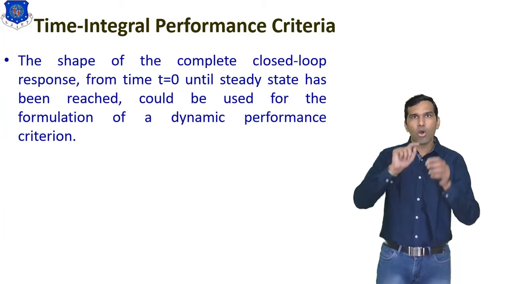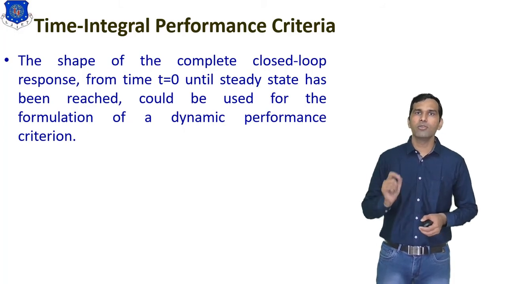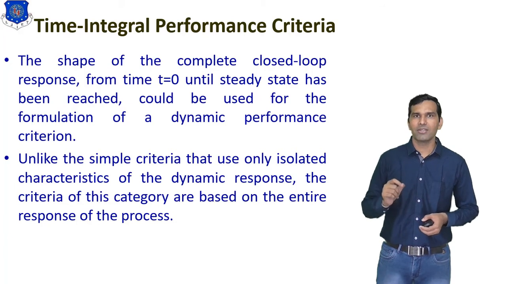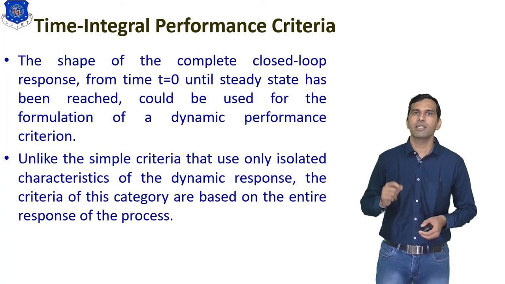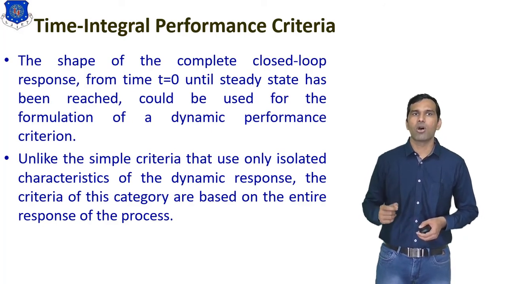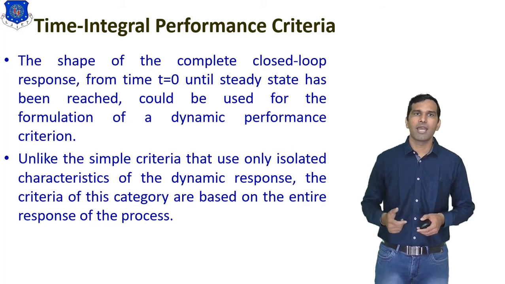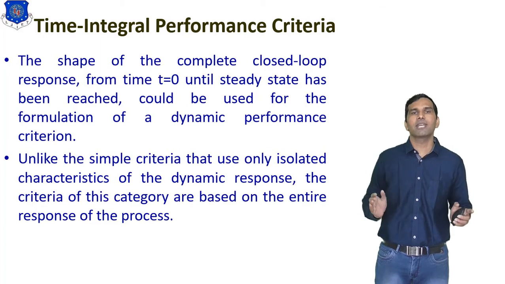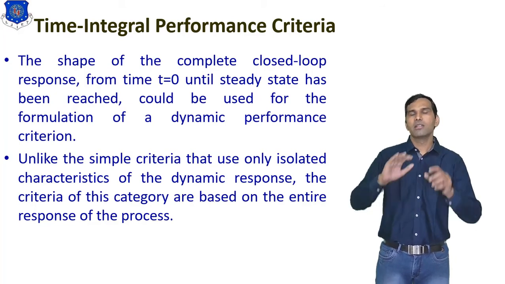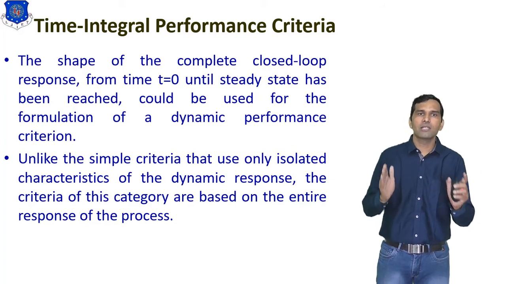The shape of the complete closed loop response from time t equals 0 until steady state has been reached could be used for the formulation of a dynamic performance criteria. Unlike the simple criteria that use only an isolated characteristic of the dynamic response, that means the criteria we discussed in the previous slide, the criteria of this category are based on the entire response of the process. That means rise time and settling time are simple criteria that use only an isolated characteristic of the dynamic response. The time integral performance criteria are based on the entire response of the process.